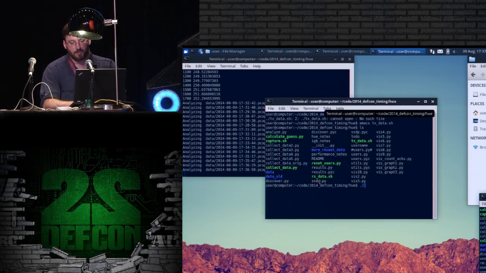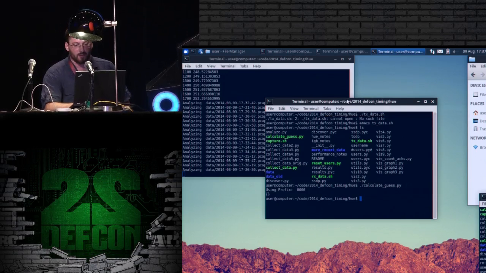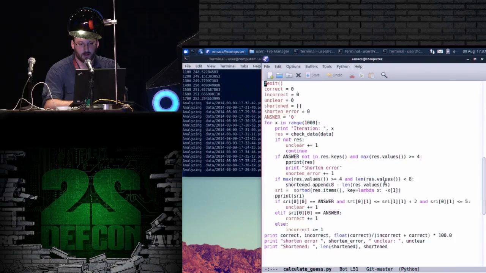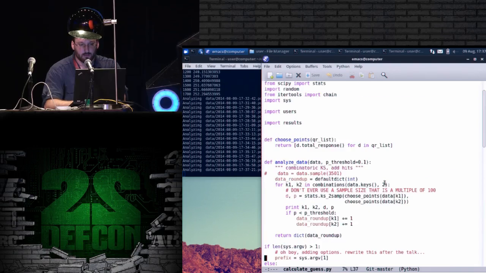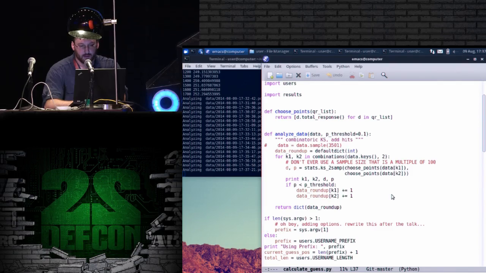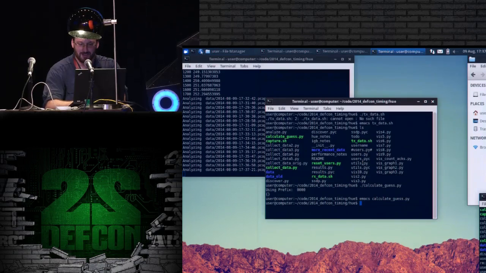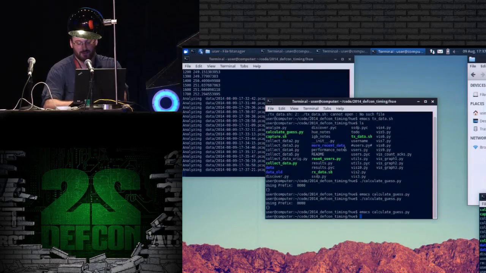The script that we're going to run now is the calculate guesses script. Where's our... Damn it. This was working earlier. Okay, well, let's start by looking at what the process data looks like.